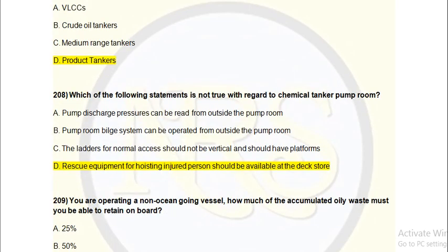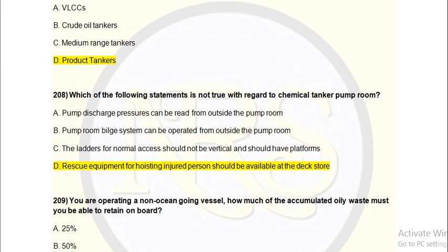Question number 208. Which of the following statements is not true with regard to chemical tanker pump room? Option A, pump discharge pressures can be read from outside the pump room. Option B, pump room bilge system can be operated from outside the pump room. Option C, the ladders for normal access should not be vertical, it should have platform. Option D, rescue equipment for hoisting injured person should be available at the tech store.